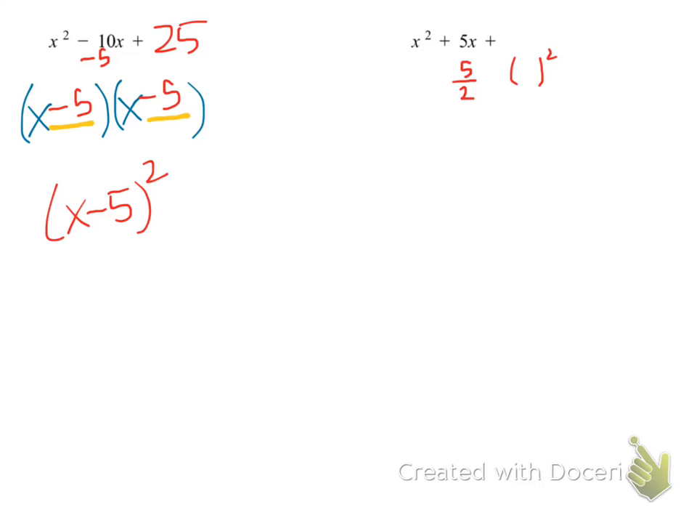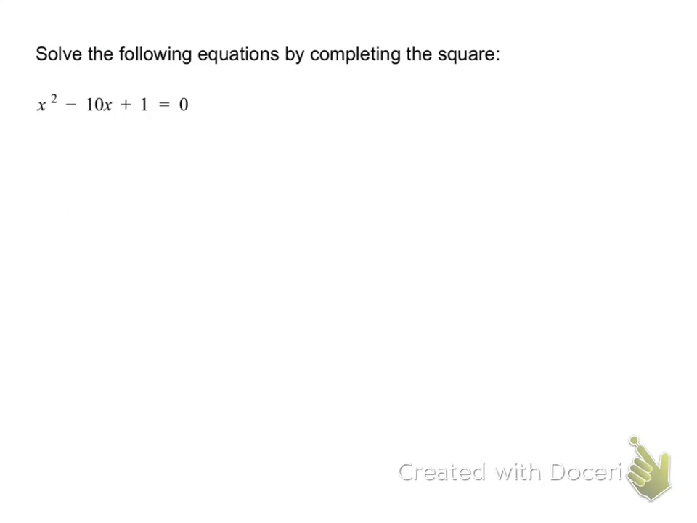Keeping in mind my c has to be what's in the middle squared, and so I get x plus 5 halves squared. So now how are we going to use this? We're going to solve the following equations by completing the square. So if you notice, we don't have a perfect square trinomial with this. But we only need the x squared and the minus 10x to complete the square.